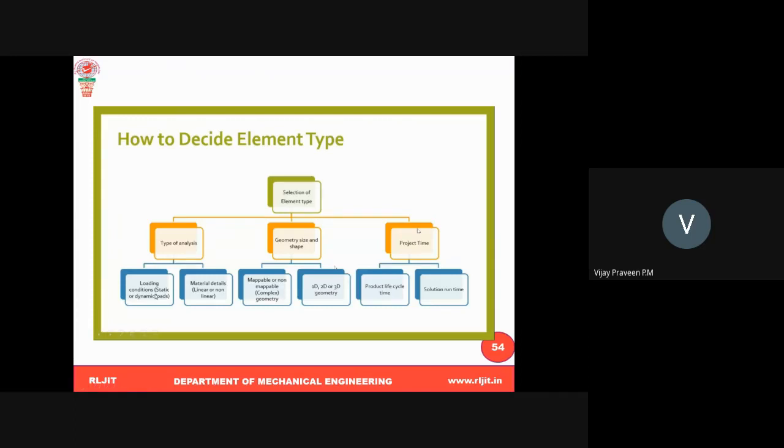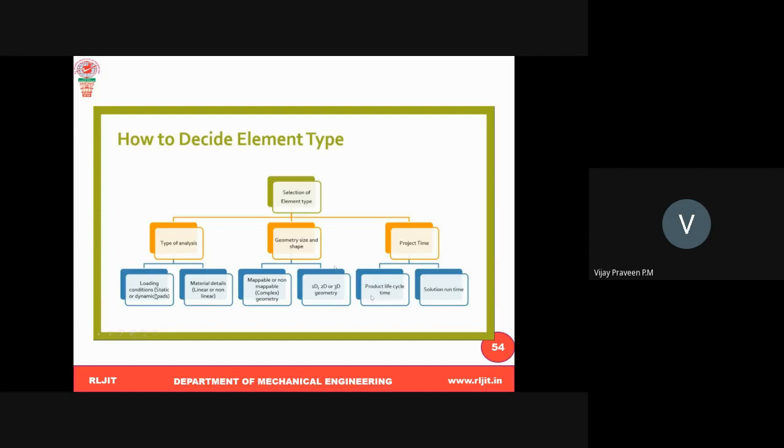Suppose you are going to do a type of analysis, whether it is 1D, 2D, 3D, and then again in that, whether it is a static analysis or dynamic analysis. Based on that, you have to choose it. Also based on the type of analysis, whether it is a linear problem or non-linear, you have to choose. And geometry size, whether it is simple geometry or 1D, 2D, 3D geometry, you have to choose the type of element. And project time: if the project time is minimal, then instead of 3D, you can go for 2D.